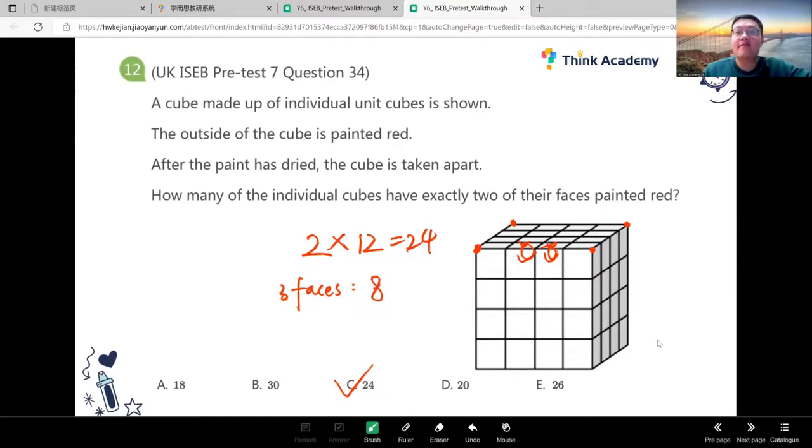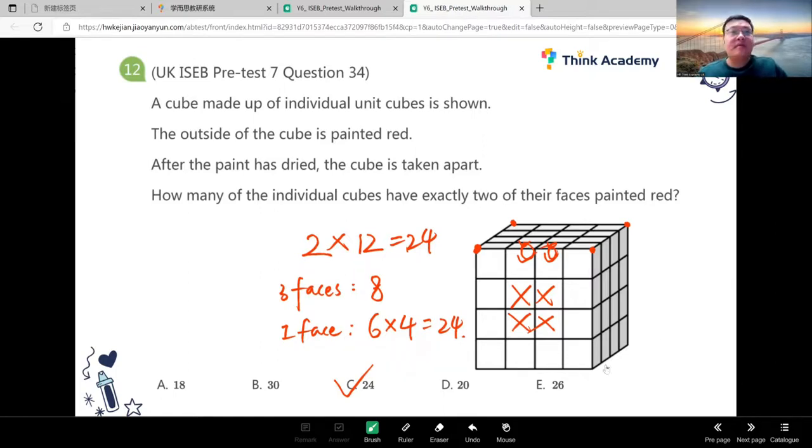And how many of the cubes are painted on only 1 face? You got 6 faces, and you know that they are all in the middle, or in the center of each face. And in each face you have 4. And in total you have 6 faces. So that'll be 6 times 4, which gives you 24 as well. Okay, that's it.